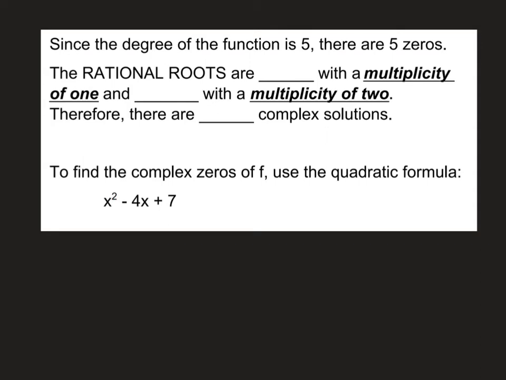So let's review what's going on here. Since the degree of the function is 5, there should be 5 zeros. How many do we have so far? Well, we had a multiplicity of 1. That was the value of 2. So we're sort of working backwards. And then we had the negative 1 with a multiplicity of 2. Therefore, there are 2 complex solutions. And what makes them complex? Because it's going to be something plus or minus the square root of something. It's not going to be pretty.